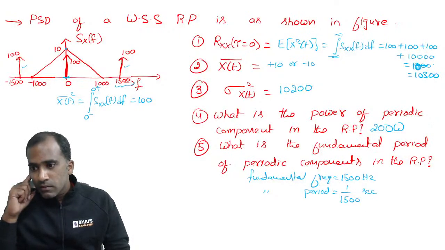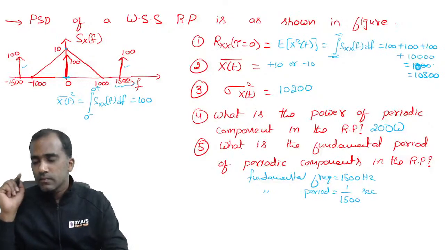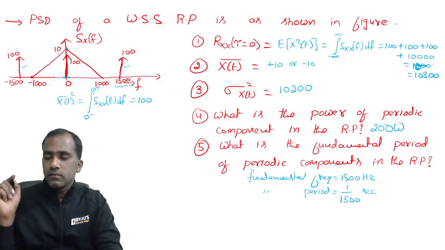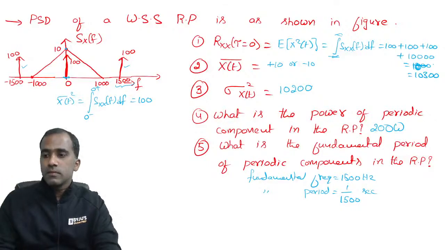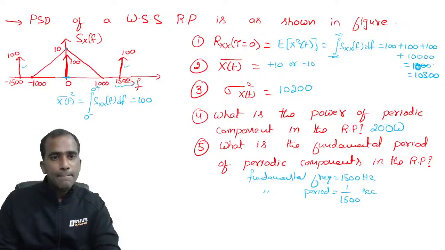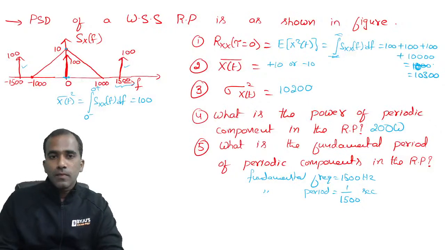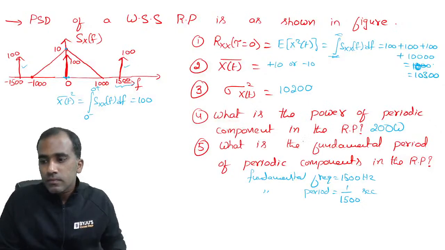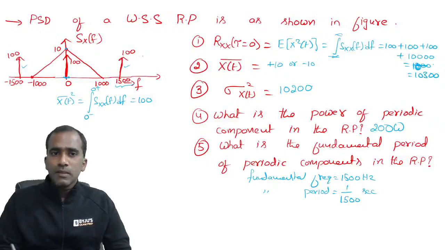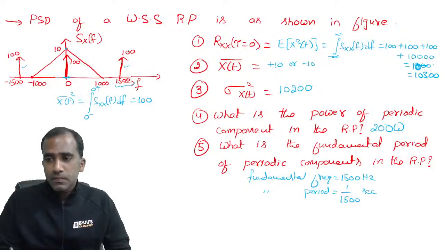Deepak, fourth one, why 20,000? Two zeros extra, why? Simple, impulses: whatever is written on top of the impulse, that itself is the area. That itself is the area of the impulse. That will give you the power. Power concentration at 1500, 1500 is the area at that point, which is 100 only.